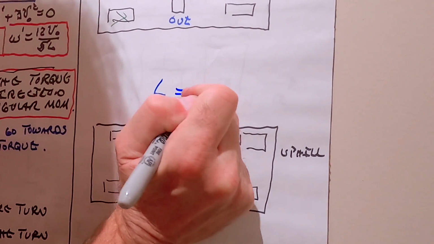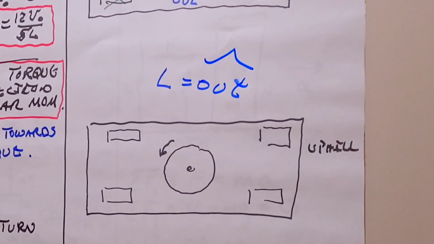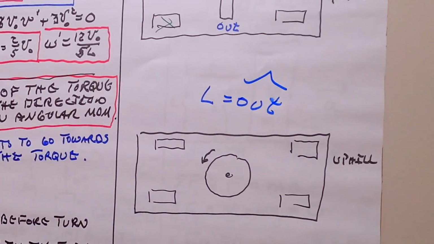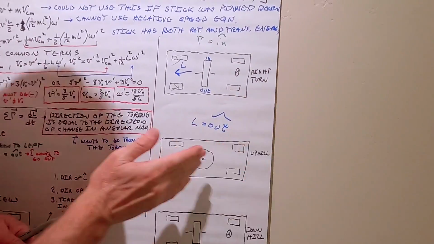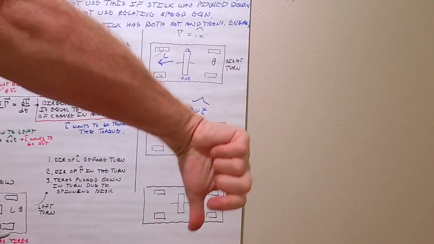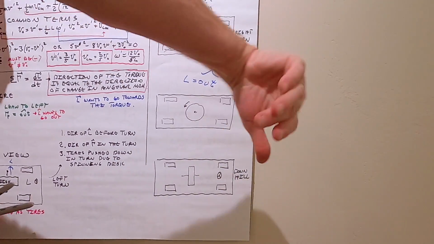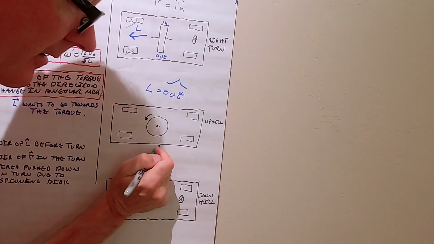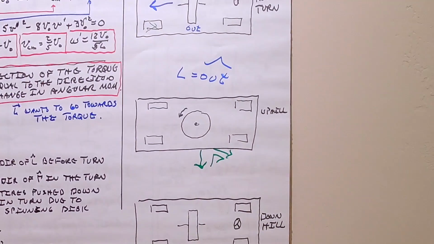L is out. Now I'm going to come to an uphill. If we're coming along here and we come to an uphill, that means the car's going like this, but I don't want to do backhand stuff. Car's coming to an uphill, so my thumb is pointing in that direction. So there is the direction of the torque. It's down right here. So the torque is that way right there.